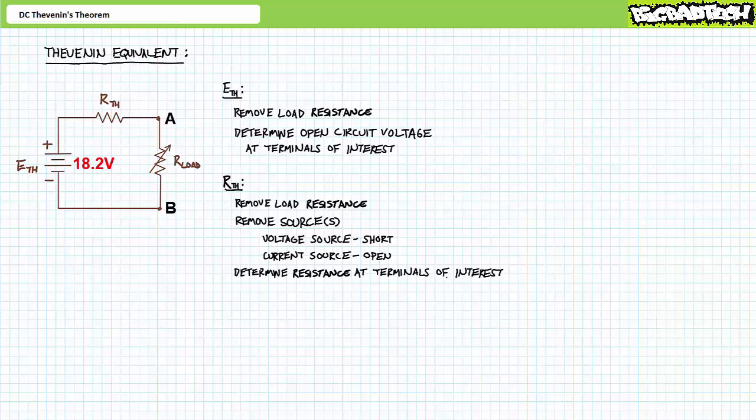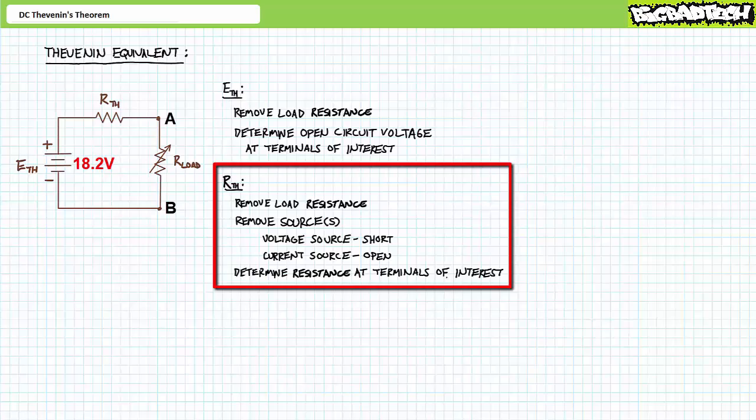To solve for RTH also necessitates a multi-step process. First, one must remove the load resistor from the nodes of interest. Next, one removes the source or sources from consideration. One removes a voltage source by replacing it with a short circuit. One removes a current source by replacing it with an open circuit. Make note that incorporating shorts and opens inside your original circuit may fundamentally change the nature of your circuit, as we'll see in a moment.